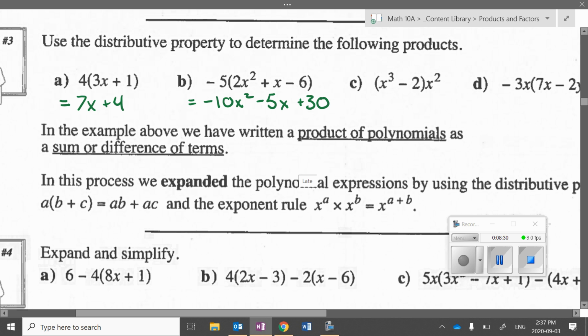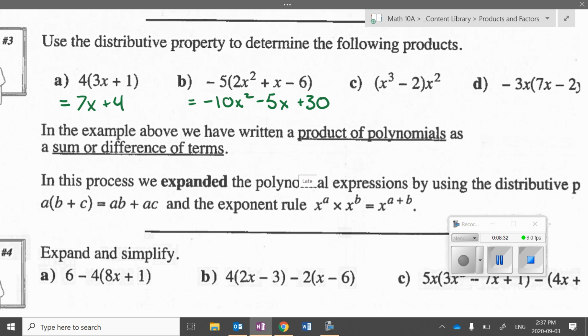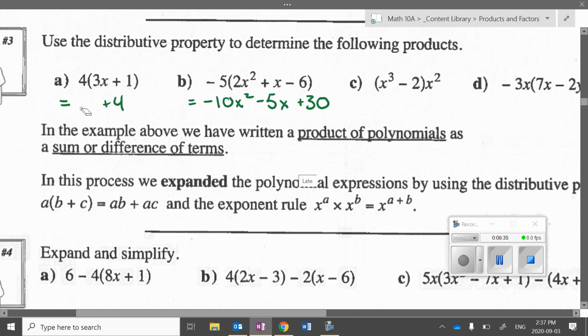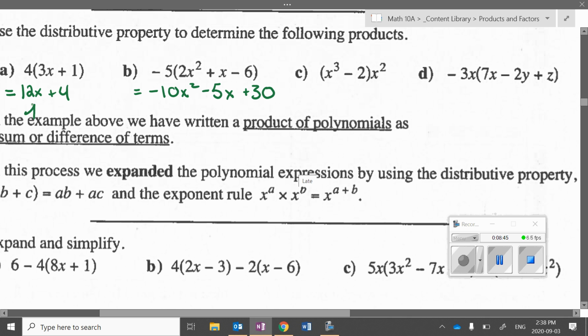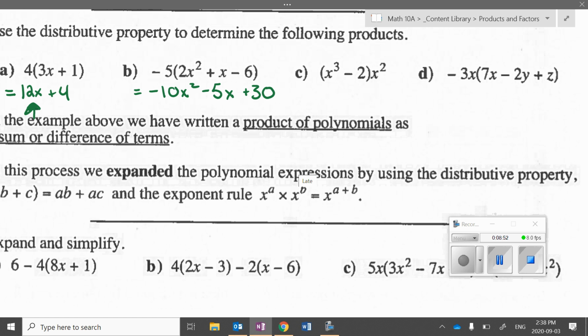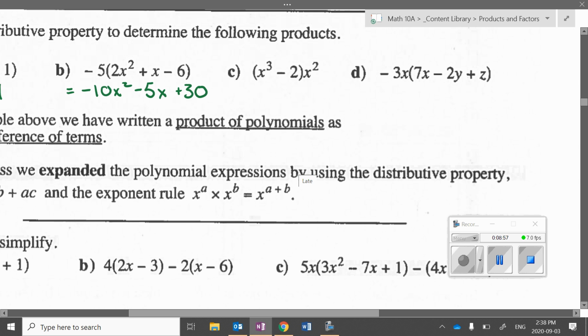Oh, yeah. It's going to be 12. Yep, that's 12x. It's okay. My apologies. That's definitely 12x. B is correct though. That's good. Priscilla, do you want to try C? C is tricky. We have exponent laws coming into C. Good. x to the power of 5 minus 2x squared.